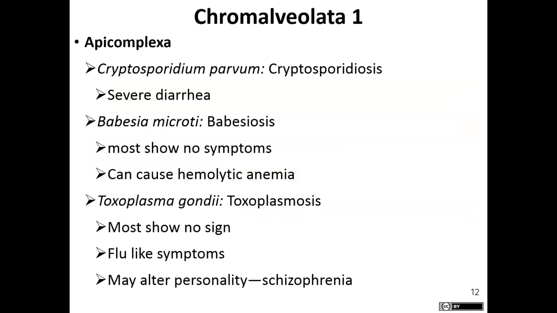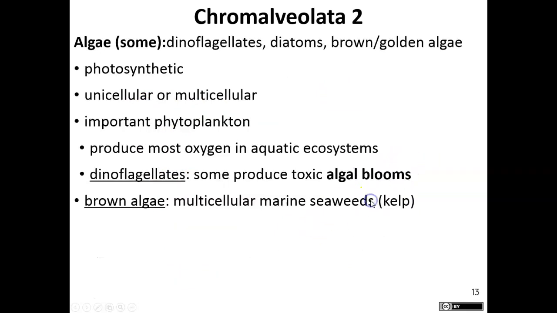A few other organisms that are also apicomplexans are Cryptosporidium parvum, which causes cryptosporidiosis, Babesia microti, which causes babesiosis, and Toxoplasma gondii, which causes toxoplasmosis. You can read about what these disorders cause. They're not as severe as malaria, but they still are very dangerous.